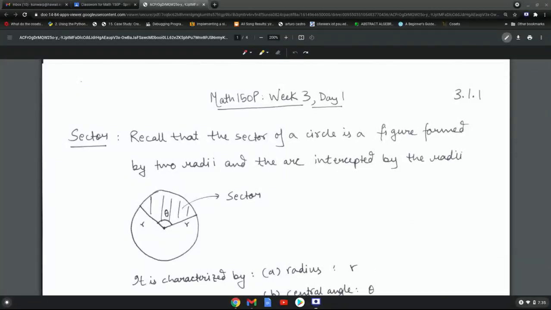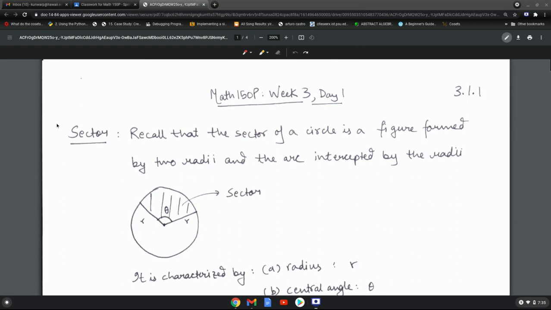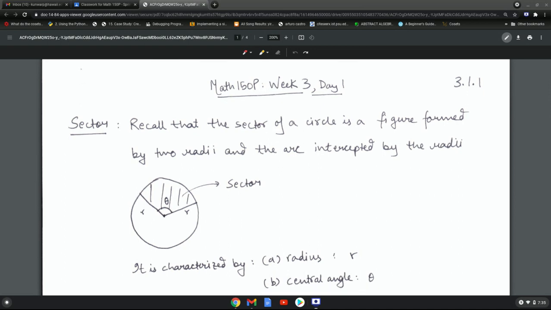We've got a bunch of exciting things lined up for this week, including an introduction to trigonometry, which starts from day 2. But before that, let's revisit a couple of things that we have talked about before and look at certain ways of finding information about these shapes. The first of them is called a sector.